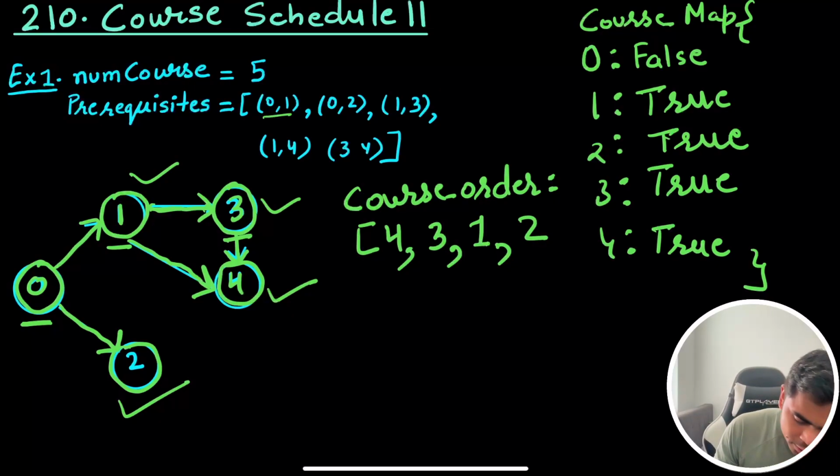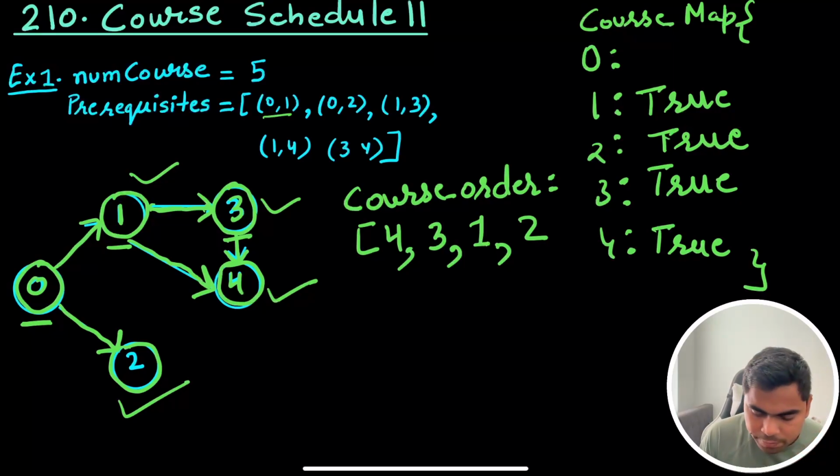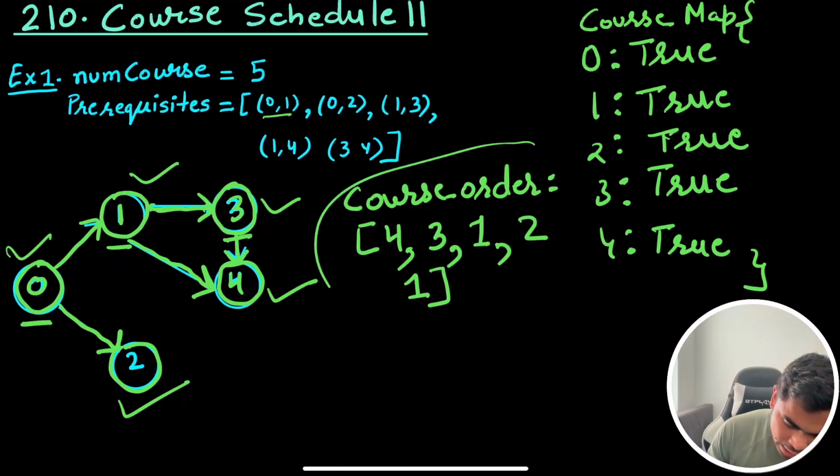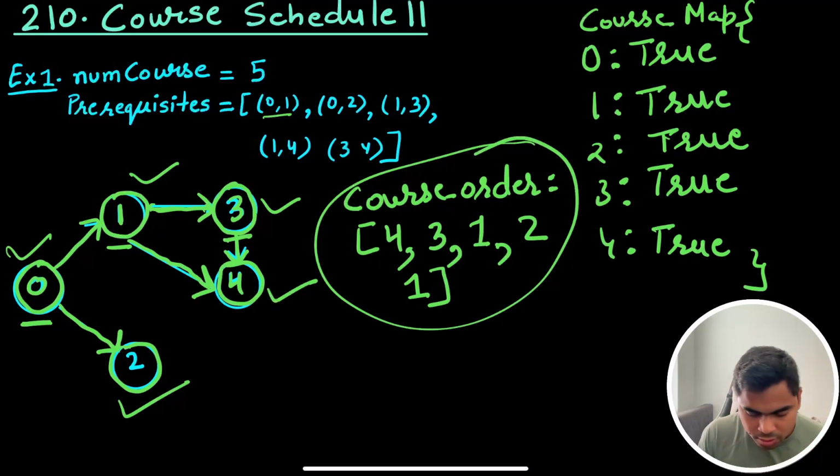Then finally I come back to 0, and I'll change this also to true, and that is because I can visit it. I've visited all its prerequisites, so this can be safely visited. And then I'll also add this to my course order. Now this is what we will be returning.